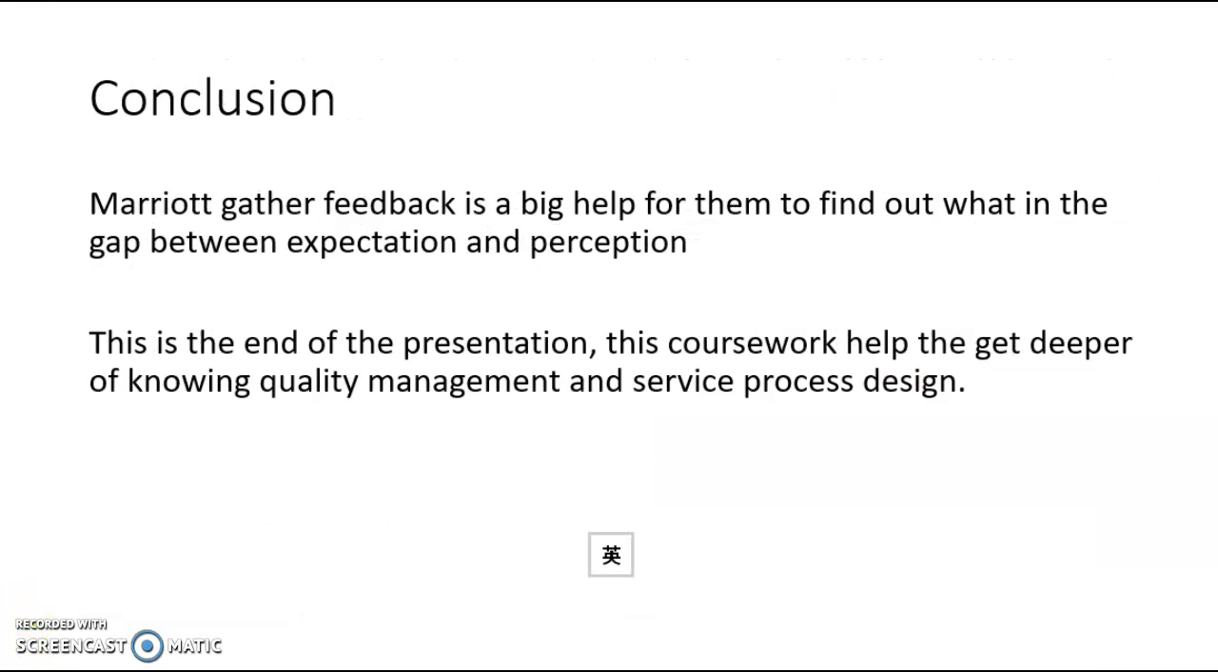Lastly, the conclusion. Marriott gathering feedback is a big help for them to find out what is in the gap between expectation and perception, so they can increase their service quality.